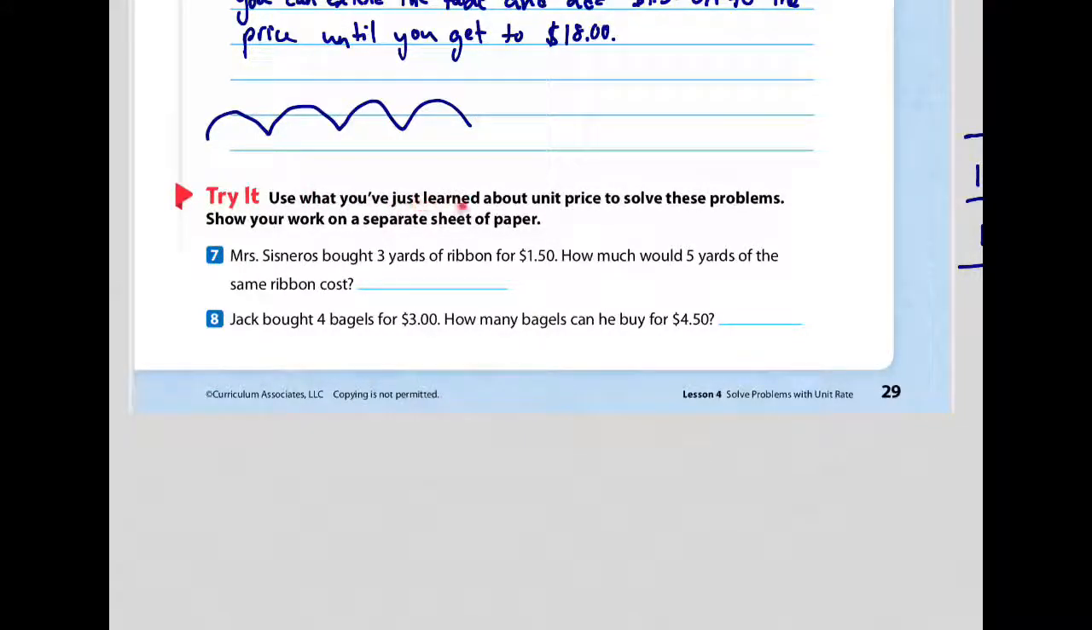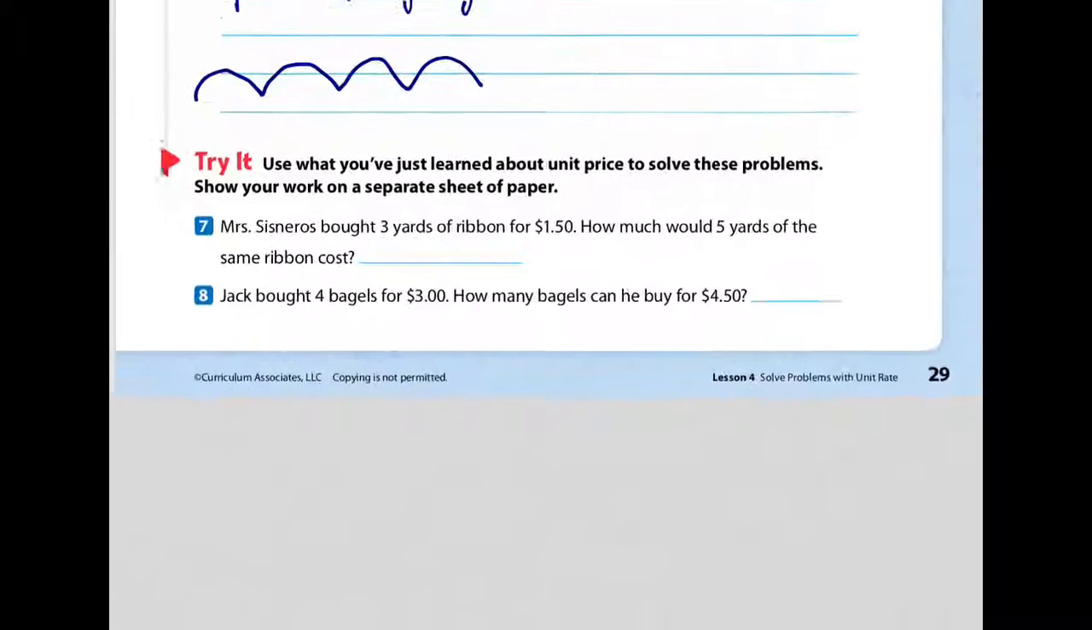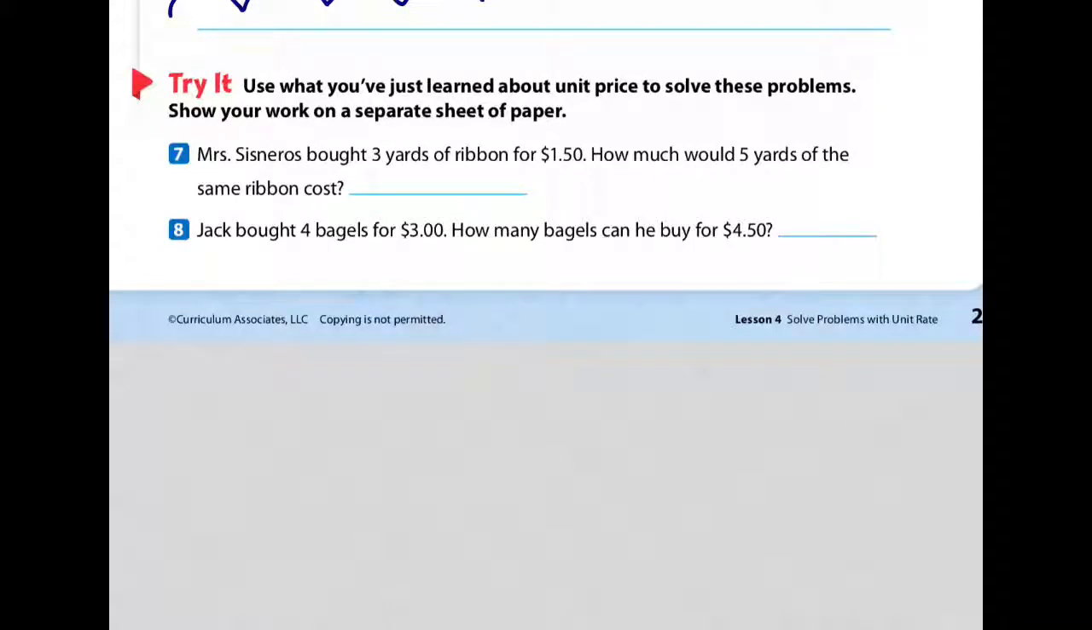It says, use what you've just learned about unit price to solve these problems. Show your work on a separate sheet of paper. So do 7 and 8 on your own. You only have to write your answer. You don't have to explain. So you're going to pause the video while you do them, and as soon as you're done, restart your video. Go.